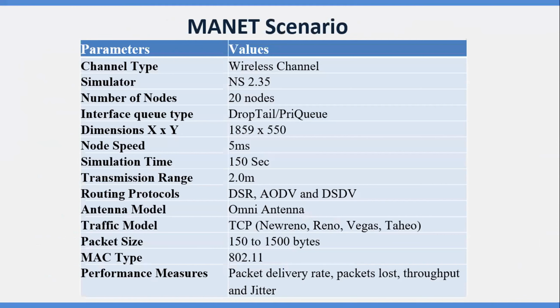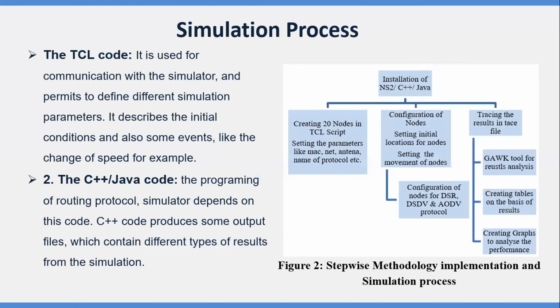Okay. Thank you. The main scenario used in this simulation was the Network Simulator NS-2.35. The number of nodes used was 20, and the simulation time was 150 seconds. Simulation range was 2 meters, and the routing protocols were DSR, AODV, and DSDV. The parameters used were packet delivery rate, packet loss, throughput, and jitter.